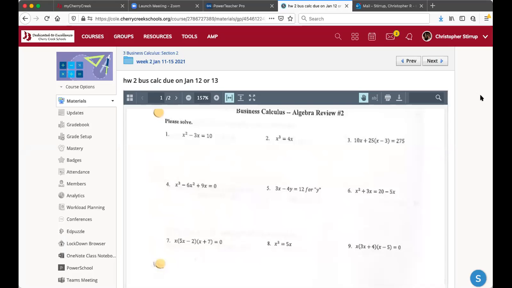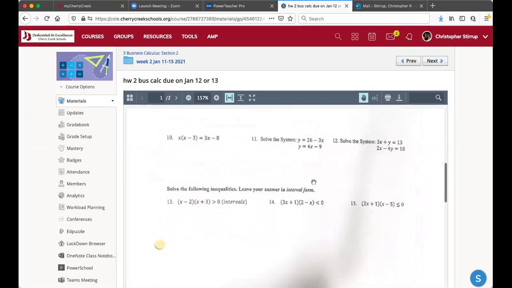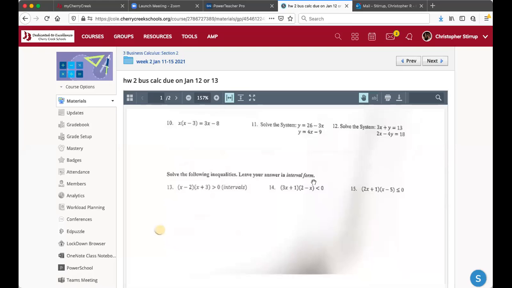Okay, let me scroll down. Is there anything from those 6 problems you'd like to see worked out a little bit differently? What are the bottom 3? Bottom 3? How about I do all 3 of those? Perfect. All right.